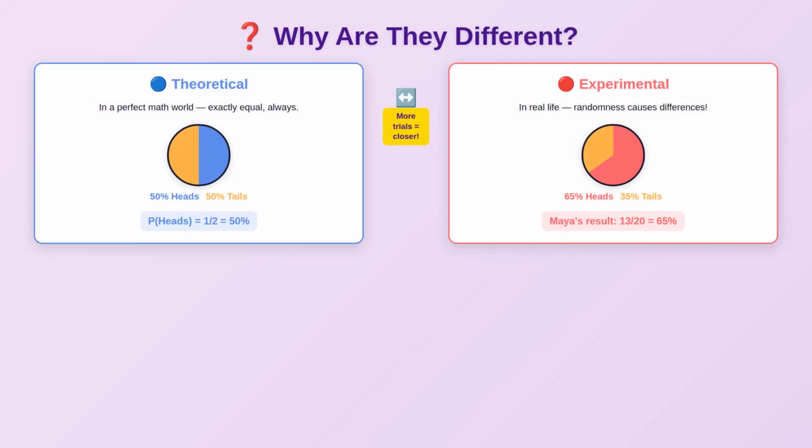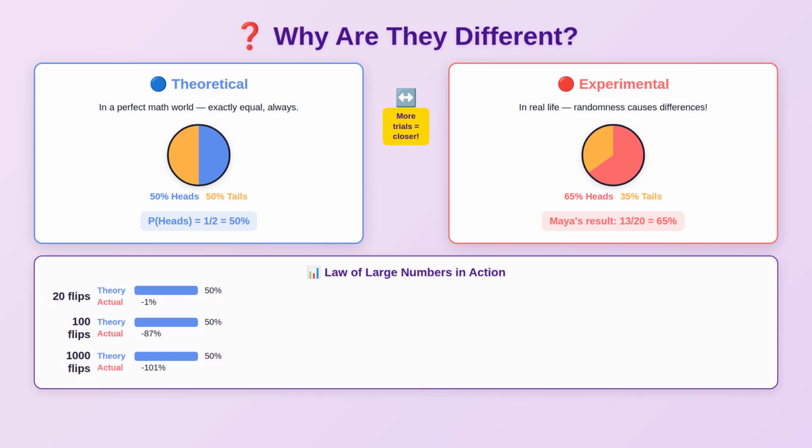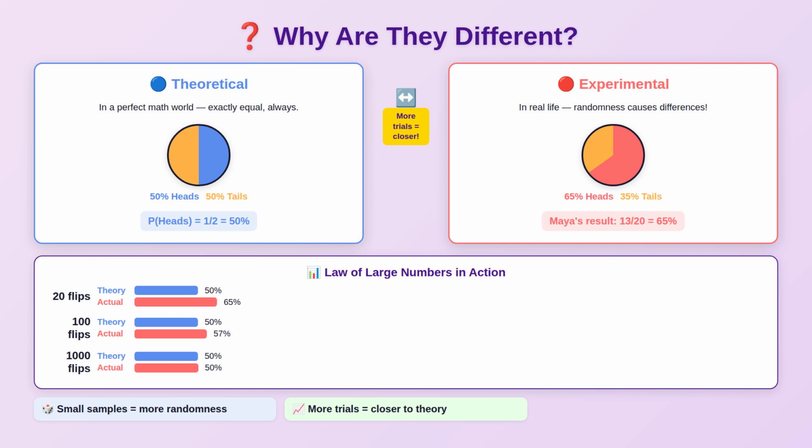So why don't experimental and theoretical probability match up perfectly? Think of it this way. Theoretical probability lives in a perfect math world where everything is exactly equal. But in real life, randomness is, well, random. When you only flip a coin 20 times, you might get a streak of heads just by chance. It doesn't mean the coin is broken or that you did anything wrong.